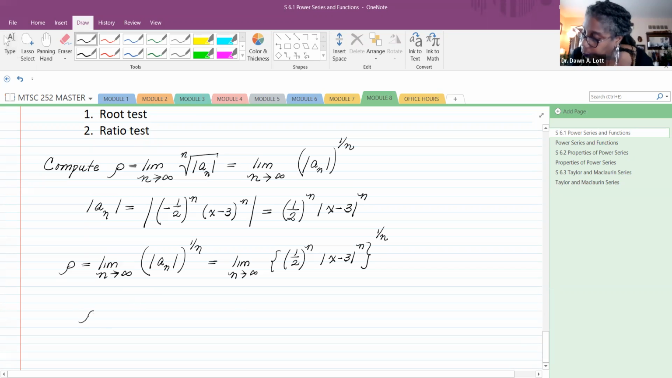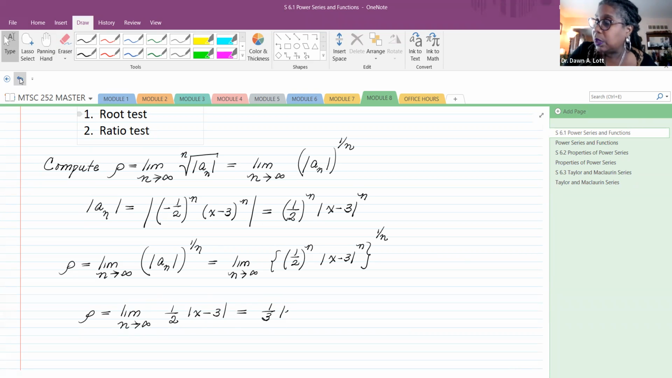When the 1 over n power hits that, I just get rho is the limit as n approaches infinity. I get (1/2)^n gives me 1/2, and then the absolute value of x minus 3 to the n to the 1 over n just gives me the absolute value of x minus 3. And when I take the limit, there is no n, so I just get 1/3 the absolute value. Oh, no, I don't. I get 1/2. Uh-oh, come on now.